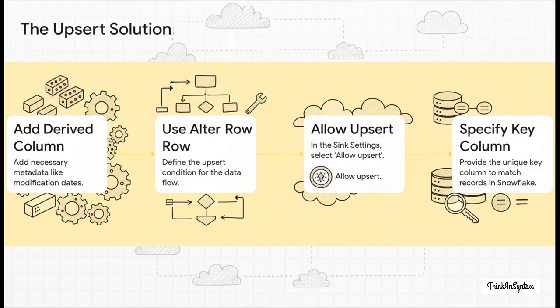Step three is pretty much the magic button. You go into your Snowflake sync settings and just check the box that says Allow Upsert. And finally, step four, you have to tell Snowflake which column is the unique key so it knows how to find those existing records. You do those four things, and your pipeline is now handling inserts and updates like a champ.